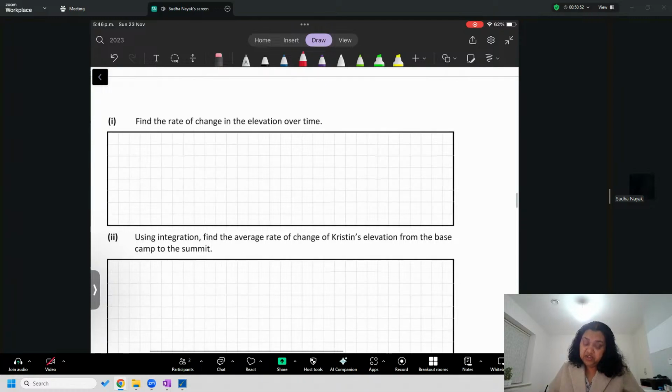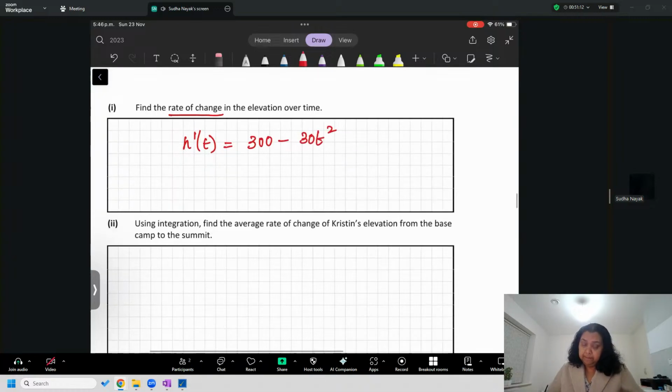Next question: find the rate of change. How will you find the rate of change? Rate of change is h dash t, simple, like dy by dx. So the rate of change is h dash t, which you have already found out. It is 300 minus 30t square. You already have done it.